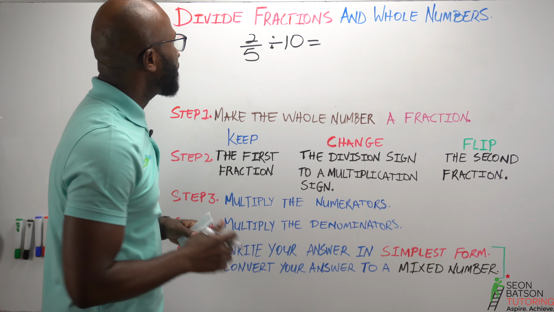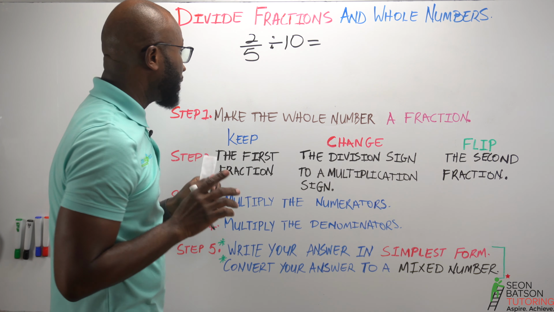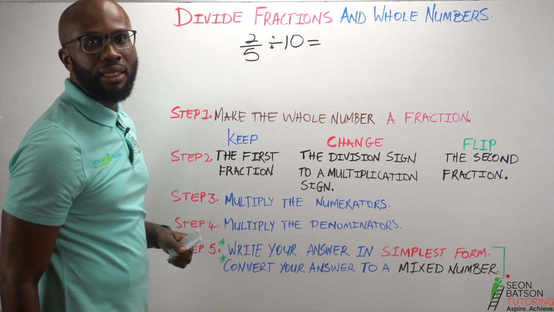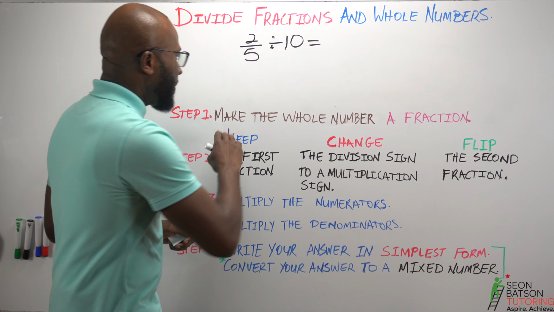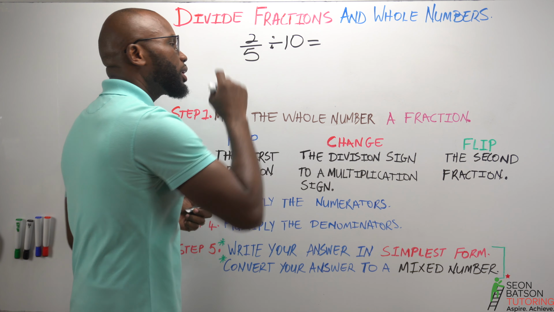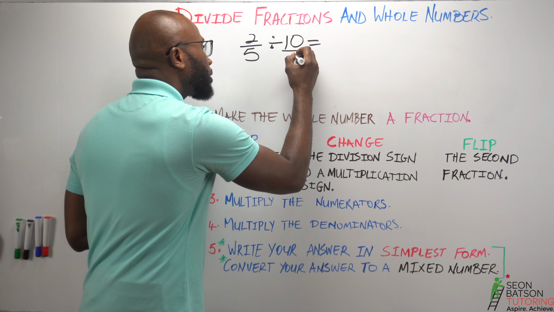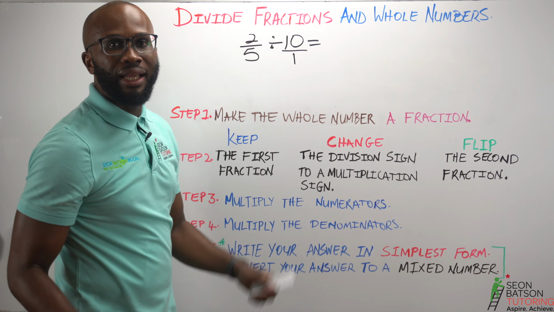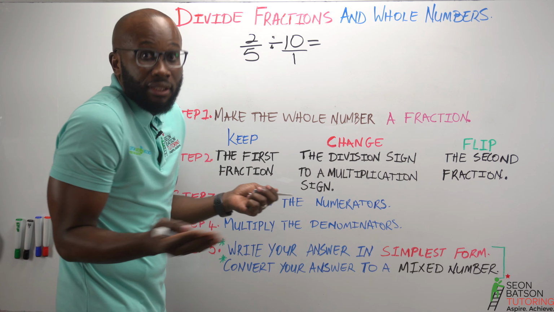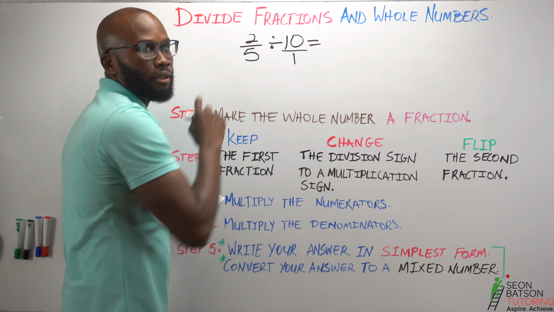This example, we have 2/5 divided by 10. Again, we're dividing a fraction and a whole number. Step 1, we will make the whole number a fraction. To make the whole number a fraction, we will simply put a 1 under the whole number. Again, putting a 1 under this 10 gives us a fraction now. We have a numerator and a denominator.